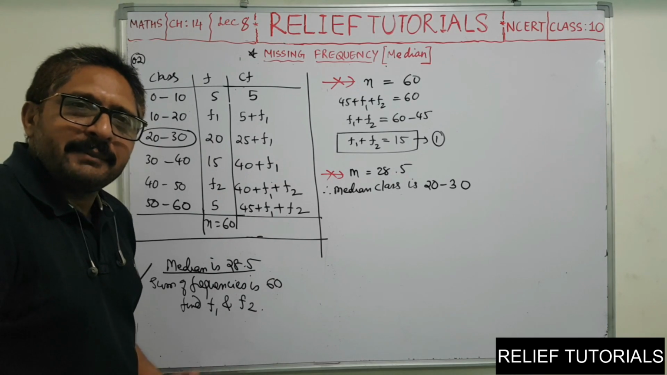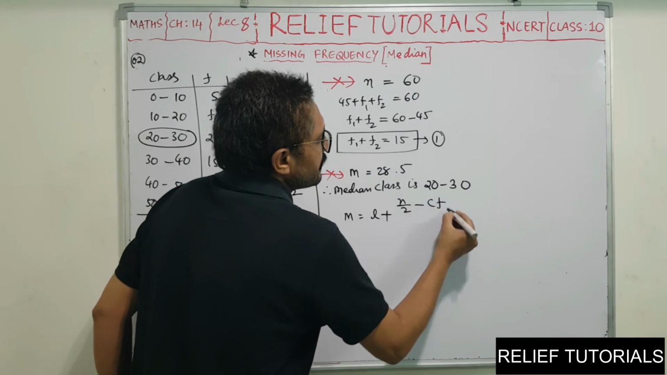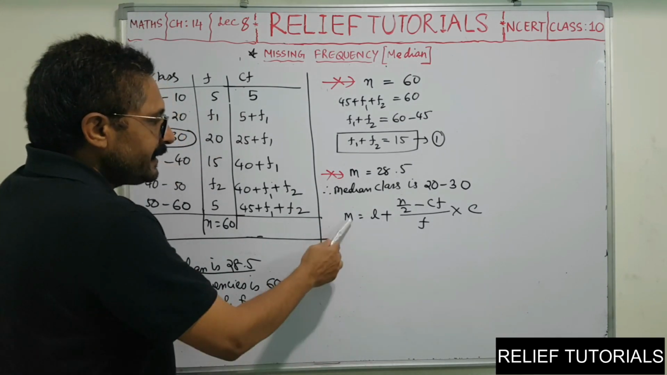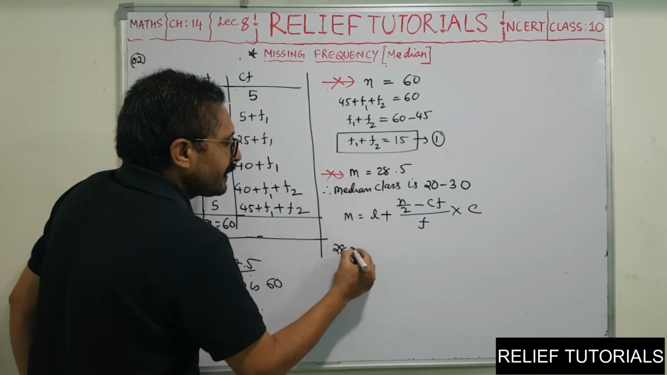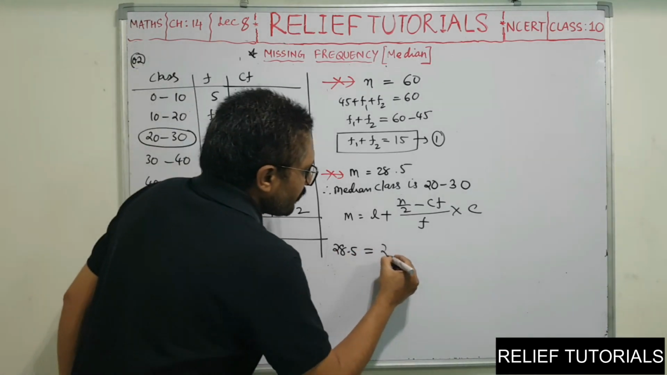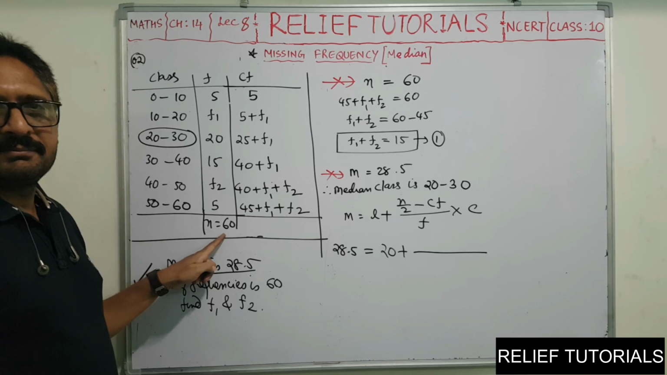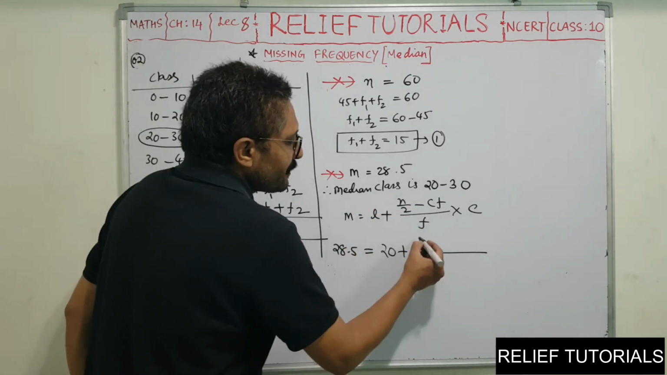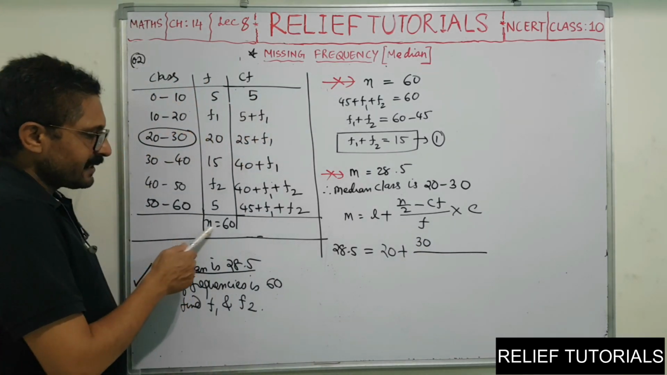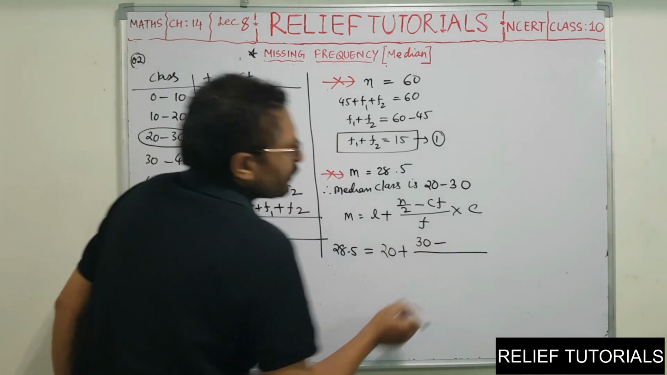Now we'll use the formula to find the median. The median is equal to L plus (N by 2 minus CF) upon F into C. This is the formula to find the median. Now the median is given: 28.5 is equal to L, the lower boundary point. See, the lower boundary point is 20. So 20 plus N by 2. N is given as 60, so 60 by 2 is 30. N by 2 is equal to 30, minus the cumulative frequency.